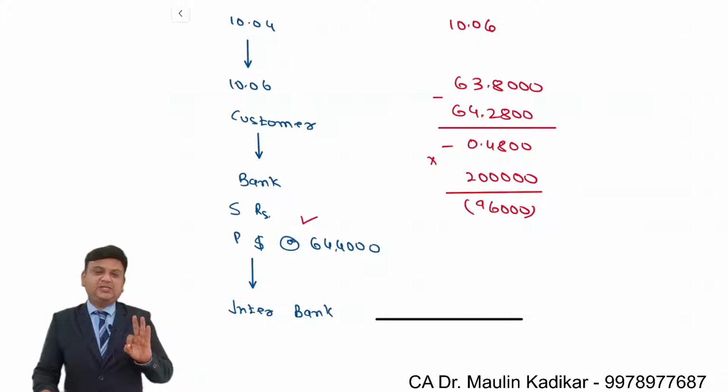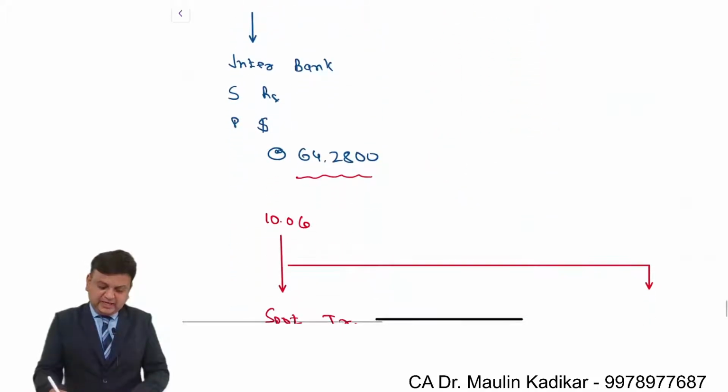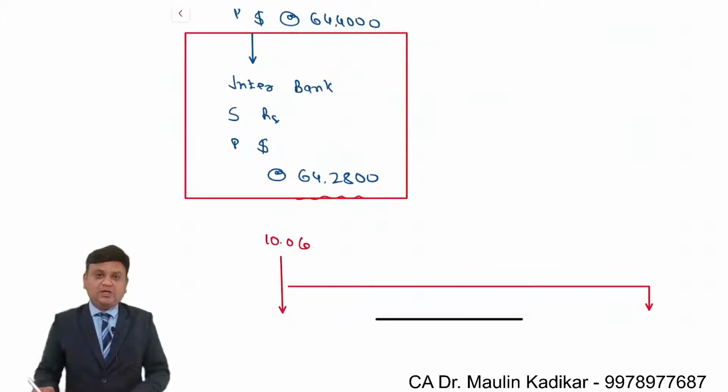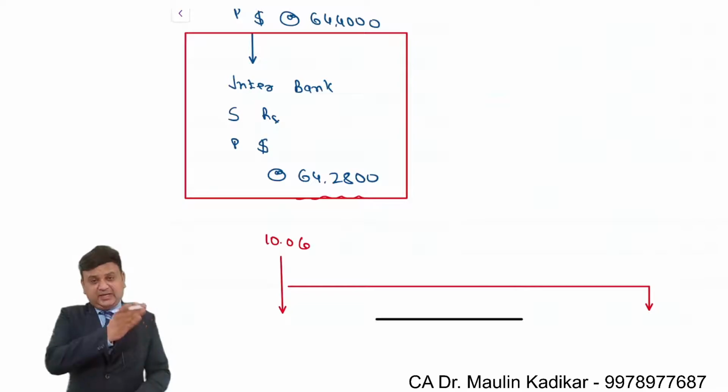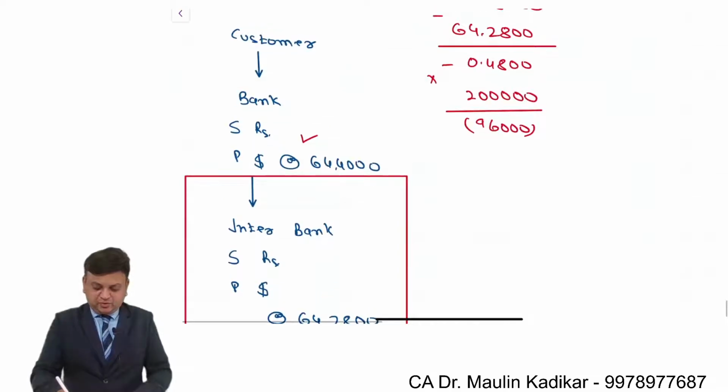I am repeating the transaction of 10th of June. Try to understand it properly, friends. We understand that the bank had entered into an interbank transaction for the purpose of purchasing the United States dollar at the rate of 64.28 because the customer was supposed to purchase the dollar from me at 64.40. However, on 10th of June, the customer does not come. Even so, the interbank transaction which I entered to purchase the dollar at 64.28, I need to oblige it, I need to execute it.